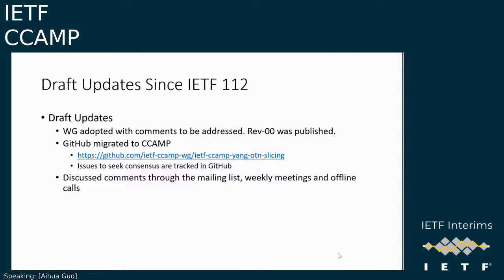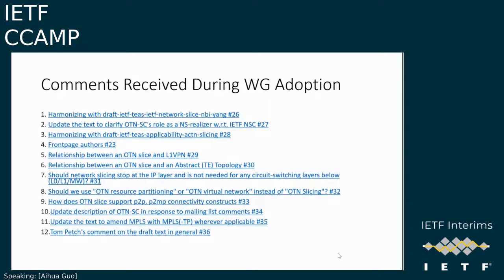First, a few updates to the draft. Since the draft has been working group adopted, we have published it as revision 00 in the working group. We have also migrated the GitHub repository to CCAMP, with all the issues being tracked in that GitHub. We have discussed the comments through the mailing list, weekly meetings, and also a lot of offline calls. Here is a list of all the questions we received during the working group adoption call, which are being tracked in GitHub.